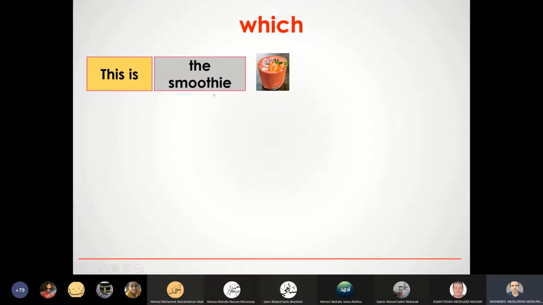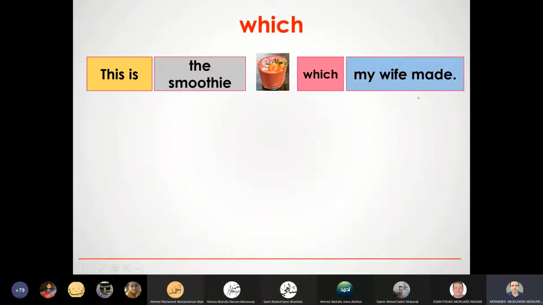This is the smoothie, who or which? Of course, the answer is which. Why, teacher, do you use the relative pronoun which? Because here I am referring to the smoothie, and the smoothie is something. This is the smoothie which my wife made. Here I am talking about the smoothie, and here I am using the relative pronoun which.